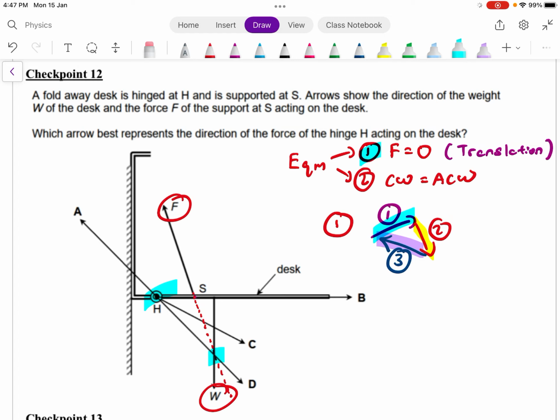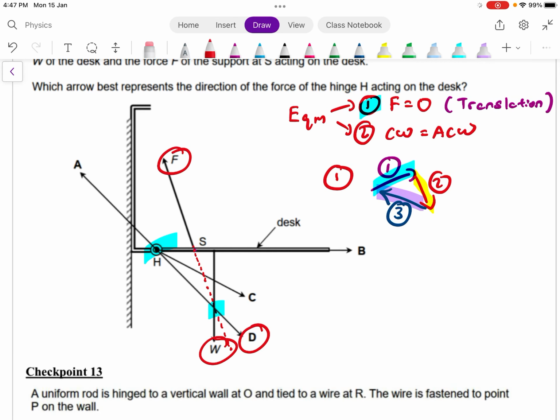With this, let's determine the direction of our force at point H. You can see that option D will pass through the so-called common point. So there is a high chance that option D is the correct answer. But of course, we must also check whether they actually form a closed triangle.